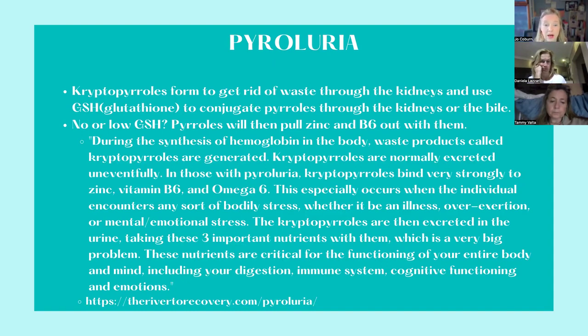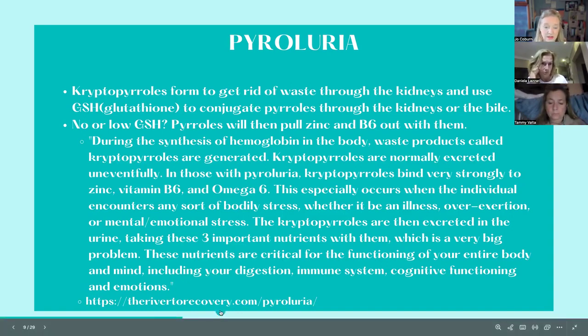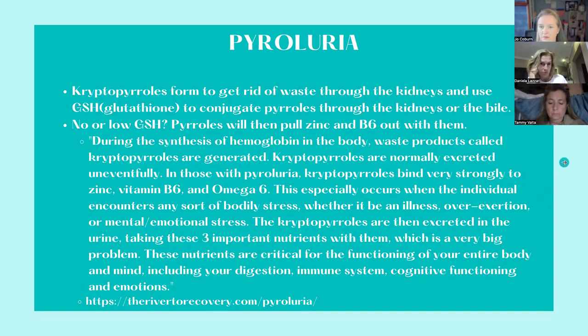The cryptopyrroles are then excreted in urine, taking these three important nutrients with them, which is the problem, right? So when these nutrients get depleted, what ends up happening on the other side of that? How many clients do we say, oh my gosh, this client is low in zinc and B6? All the time, right? We look at the RBC numbers and an alk phos, and oh my gosh, zinc and B6. These nutrients are critical for the functioning of your entire body, your mind, your digestive system, your immune system, cognitive function, and emotions.